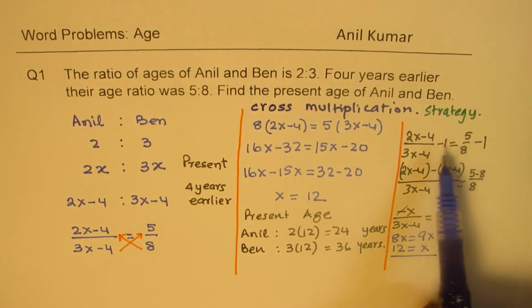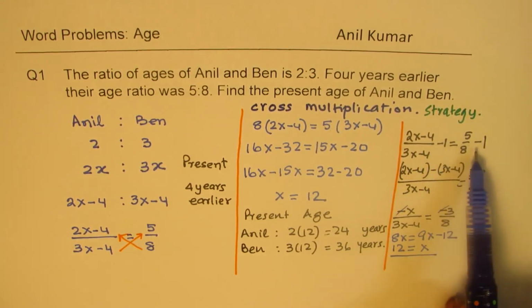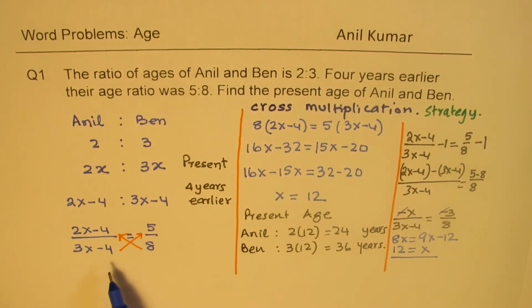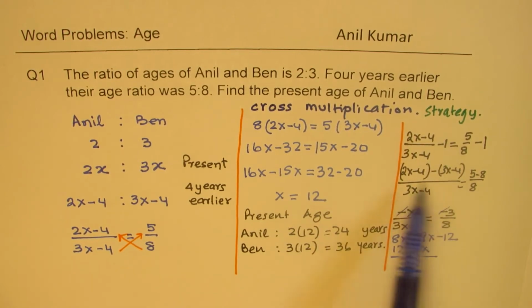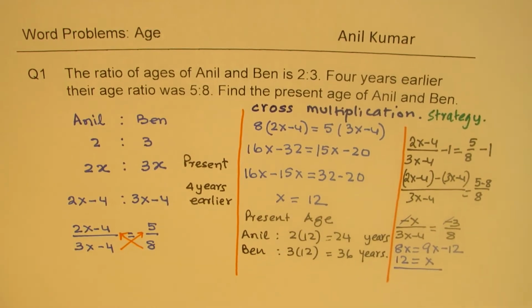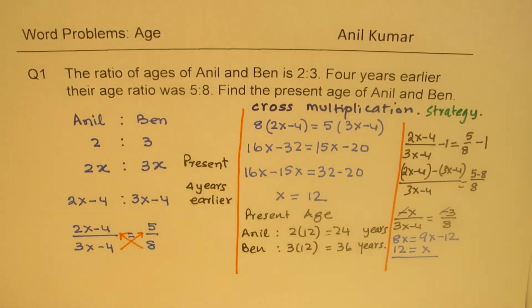So at times you could also take away 1 and then do the question, right? So we talk about a strategy which is componendo and dividendo, which can be applied, which is based on this. Anyway, let's look into second question now.